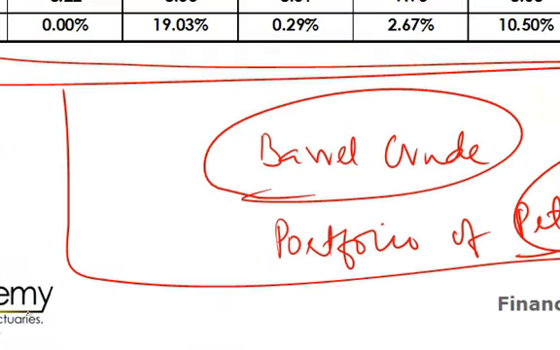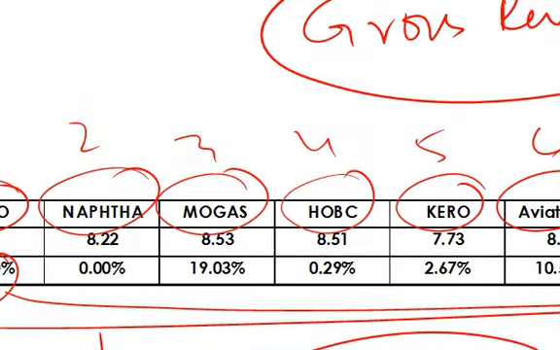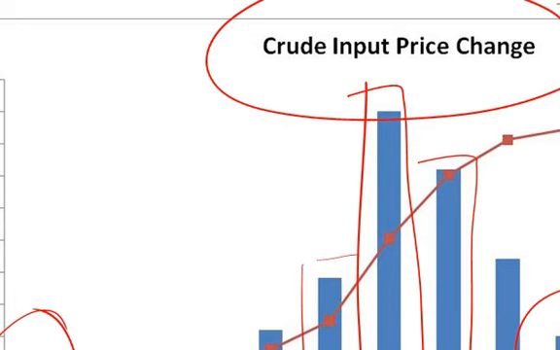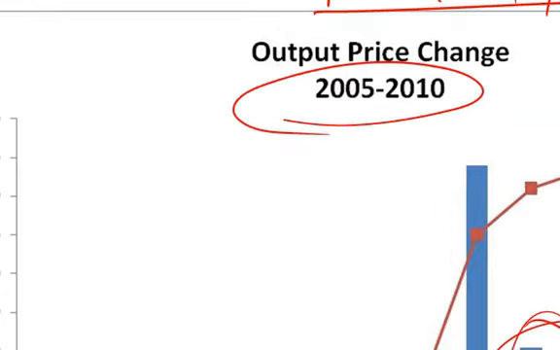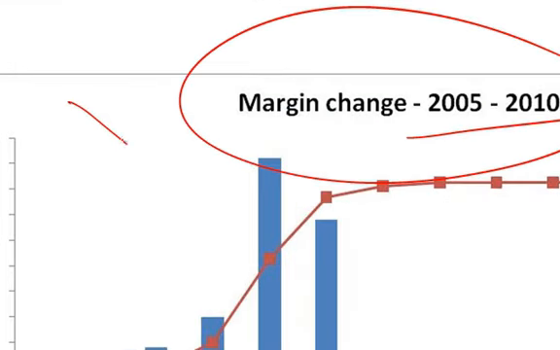We then went out and looked at three things. We looked at the gross refining margin. But to calculate the gross refining margin, we actually had to figure out what was the portfolio of products the refinery was producing as part of its output. Based on this portfolio of products, we looked at changes in crude oil prices, moved that to changes in output prices, and then finally connected that to changes in the gross refining margin of the refinery in question between the period of 2005 and 2010.